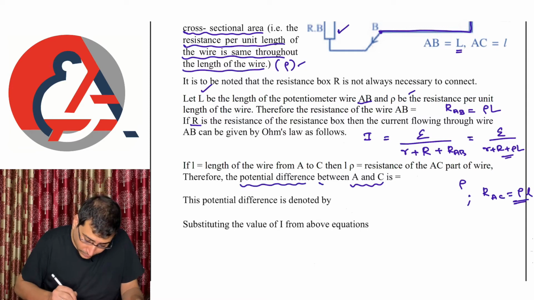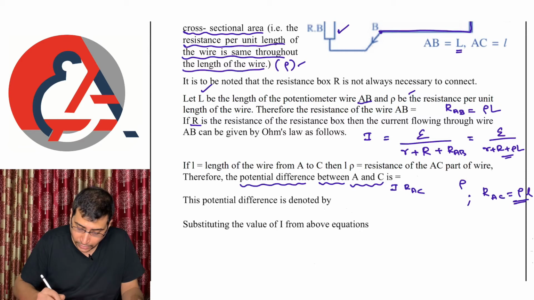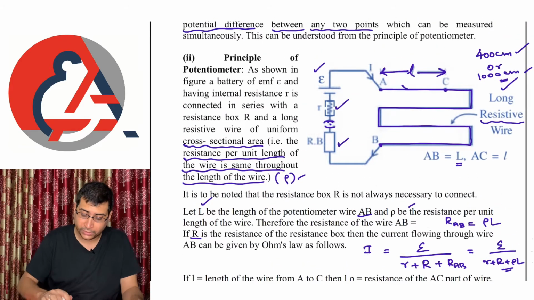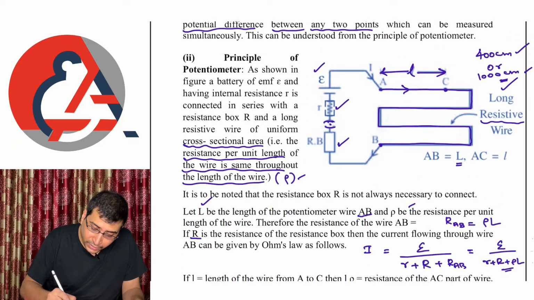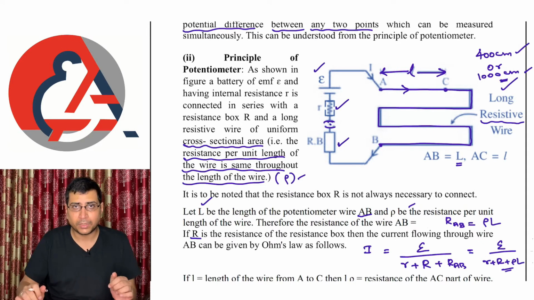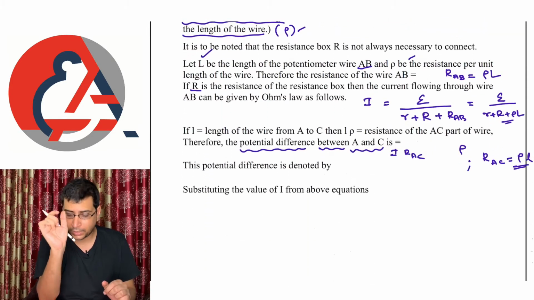Now remember, the potential difference between A and C is given as I multiplied with R_AC, because I is the current that is flowing through the part AC multiplied with the resistance across the part AC, right?